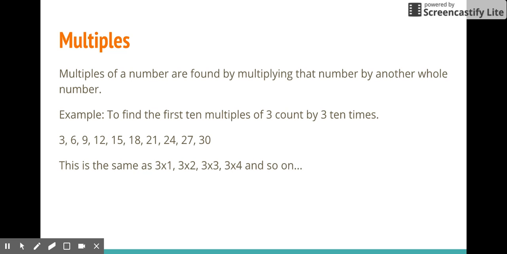I can also think about that using multiplication, which makes sense since the name multiple sounds a lot like multiplication. So if I'm finding the first 10 multiples of 3, I can also think of it as 3 times 1, 3 times 2, 3 times 3, 3 times 4, 3 times 5, 3 times 6, 3 times 7, 3 times 8, 3 times 9, and finally 3 times 10.